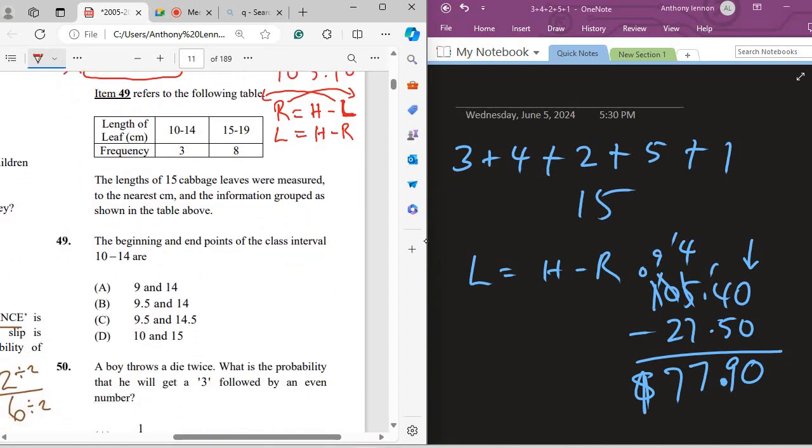And this one is very easy too. If you've done some stats on grouping, group frequency tables, then you'll know about the lower limit and upper limit, as well as the lower boundary and upper boundary, right? So looking at question 49. Which one of these would you say is the answer?